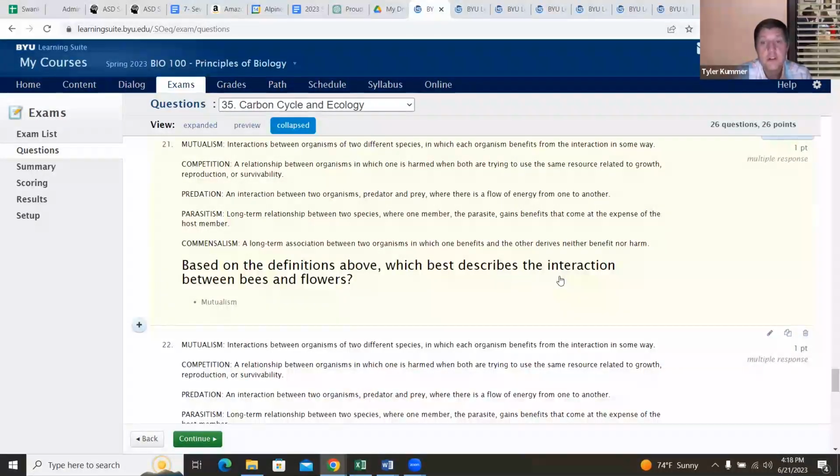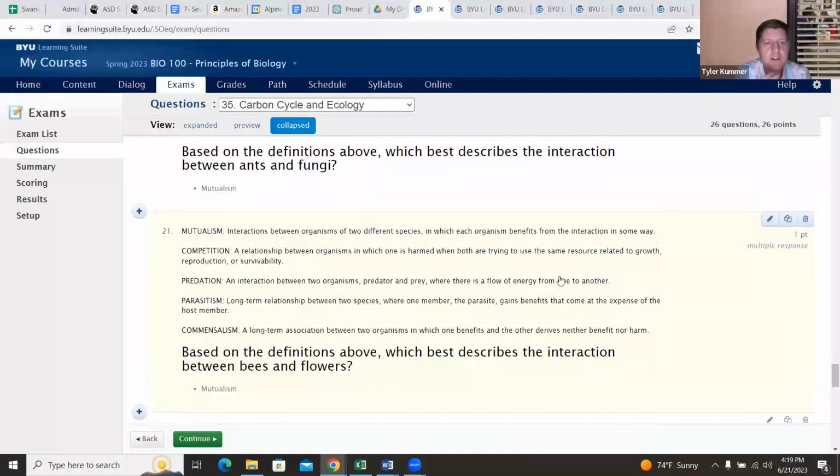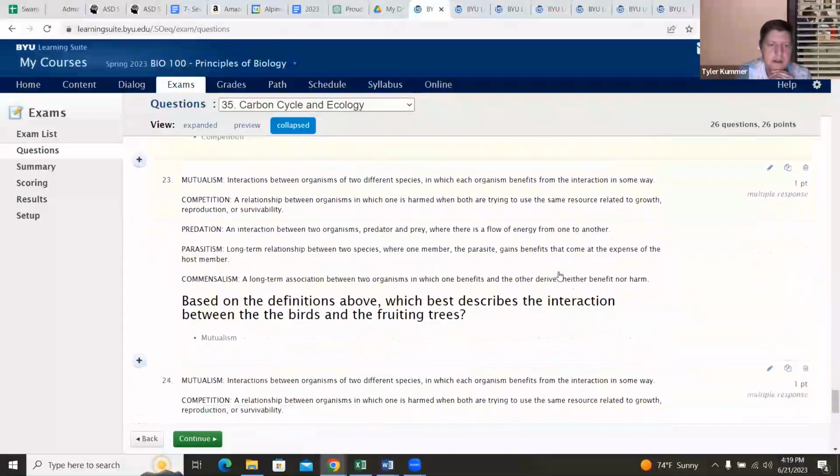Predation is kind of a short-term interaction, but it's where one benefits and the other is harmed, obviously through the eating of one versus the other. Parasitism is a long-term positive and negative, where it doesn't typically come with immediate death of the host. And then we have commensalism, where one benefits and the other is kind of neutral. And so those are going to be some pretty basic interactions that happen in ecosystems, not too difficult to get those definitions down.